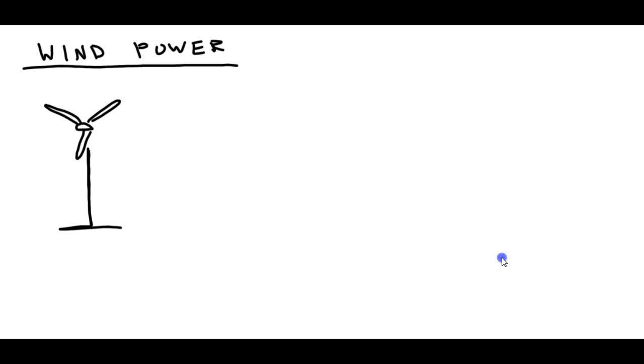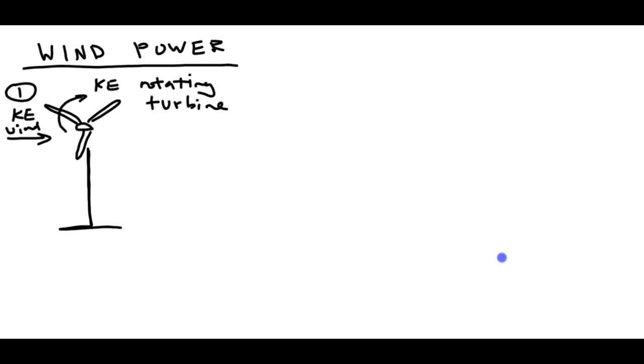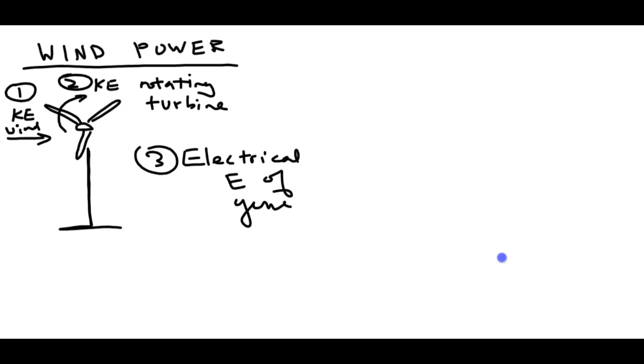So that covers wind power. Sorry, this is our brief intro to windmills and wind turbines. We have rotation of the turbine, right? So the kinetic energy of the wind is going to turn into kinetic energy of the rotating turbine. And that, so this is the first thing we have, here's the second thing. This produces electricity or electrical energy of the generator.